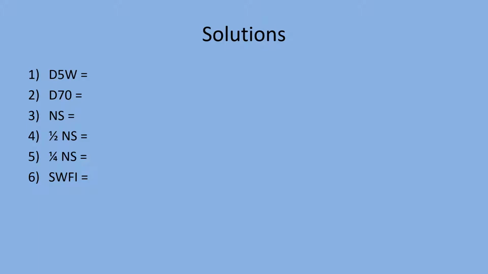All right, did you make your flashcards for these definitions? What does D stand for? Dextrose. And then the number just tells you the percentage. So 5% water, 5% dextrose in water. That's what the W is for. And then D70 is 70%.